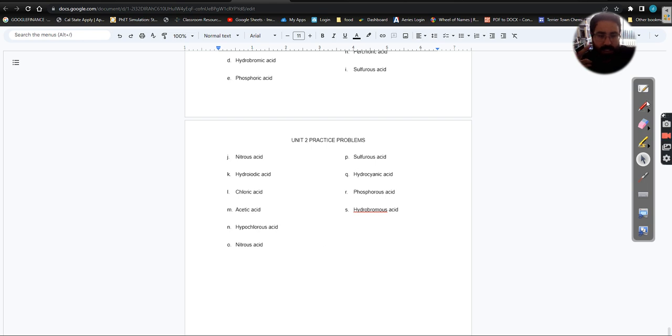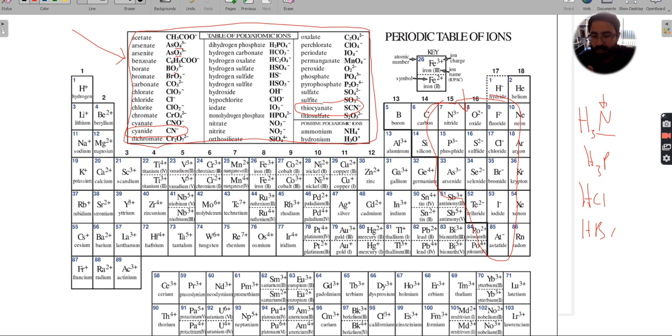So let's take a look at this one. Hypochlorous acid. Well, hypo means no oxygen, right? Wrong. Hypo means something else. Hypo means less oxygen, but there's still oxygen. All right, so we can look at the table. Let's look at the table. Okay, let me erase this because someone made a mess here.